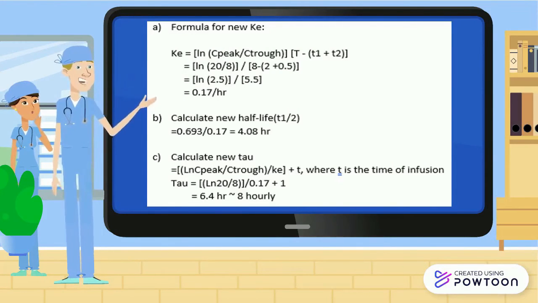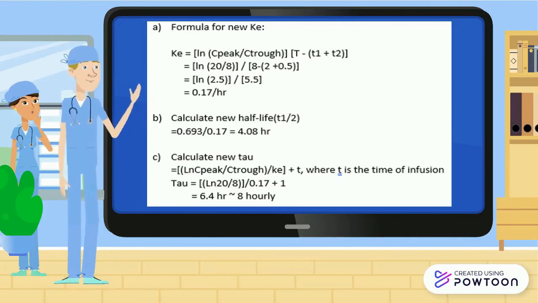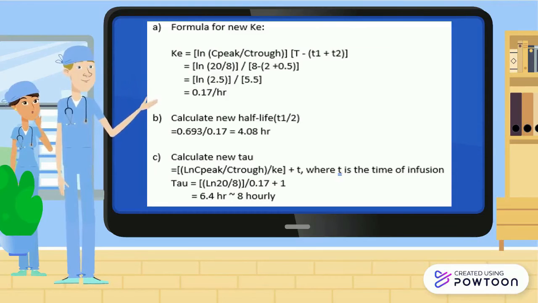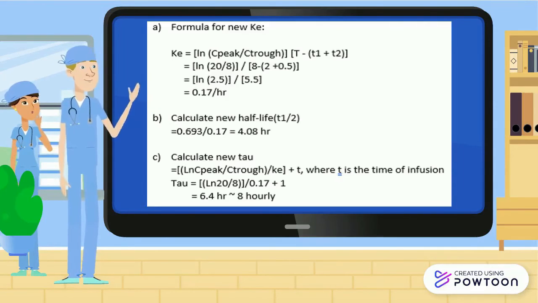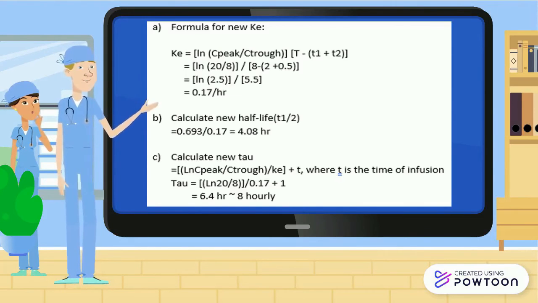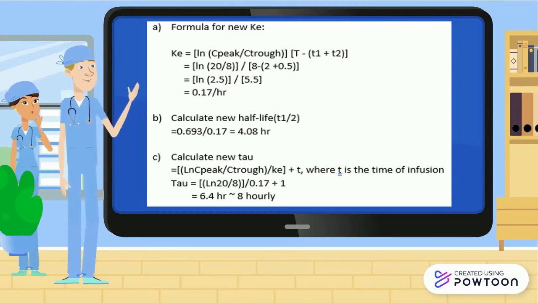Next, to calculate the new half-life, by using the formula of 0.693 over the new calculated KE, which is 0.17, we will get a new half-life of 4.08 hours. Next, to calculate the new tau, which is the time interval between the two dosing times, we will get 6.4 hours, which is approximately closer to an 8 hourly regimen.